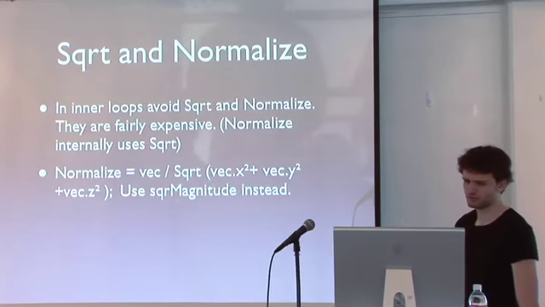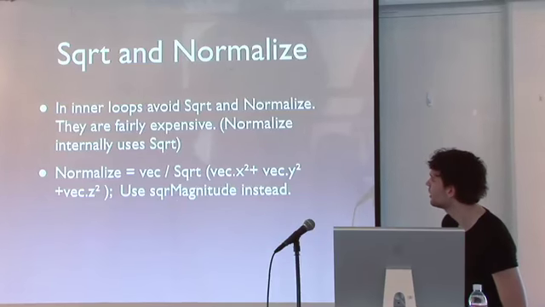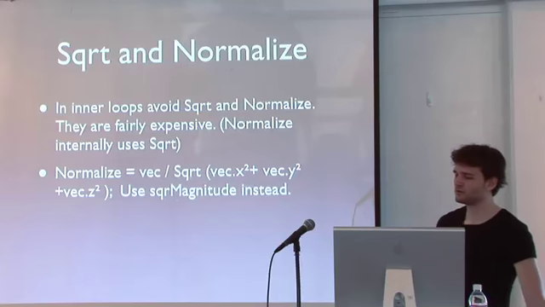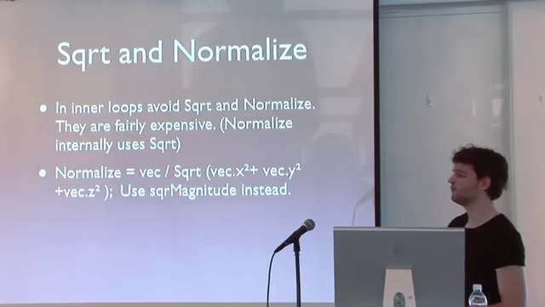because that's the one that's 40 cycles for the division and 60 cycles for the square root. So normalize: don't just spread it around for fun. Use it where you have to, and otherwise avoid it.